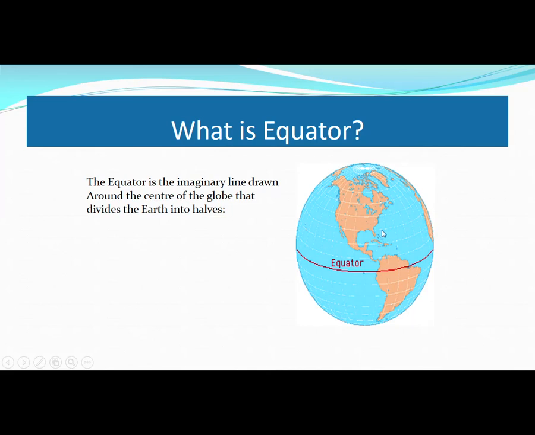Let's look at this. Here you can see very clearly that these are oceans and these are the land areas. Okay, which continent is it? It's North America and this is South America. On the globe you can see this red line, it is the equator or equatorial line. The equator is the imaginary line drawn around the center of the globe that divides the Earth into two halves.